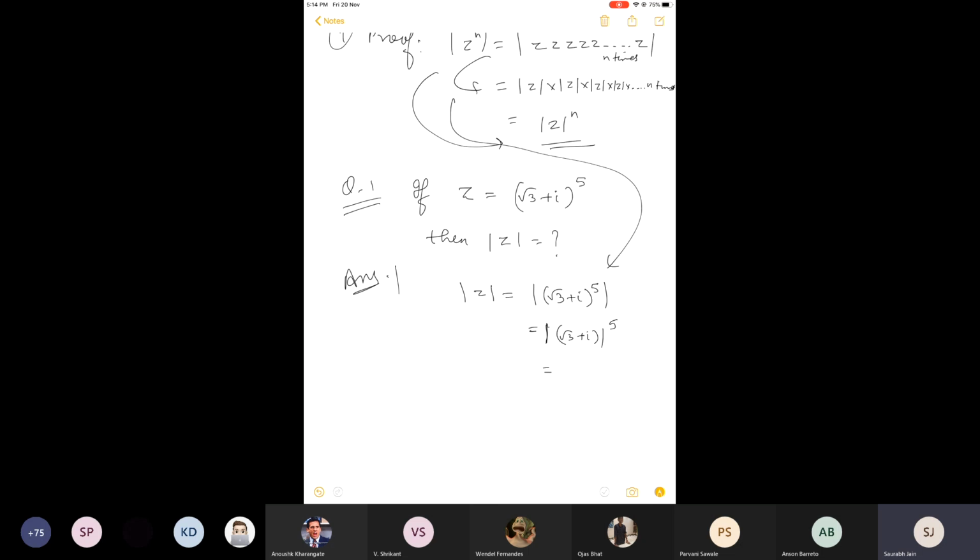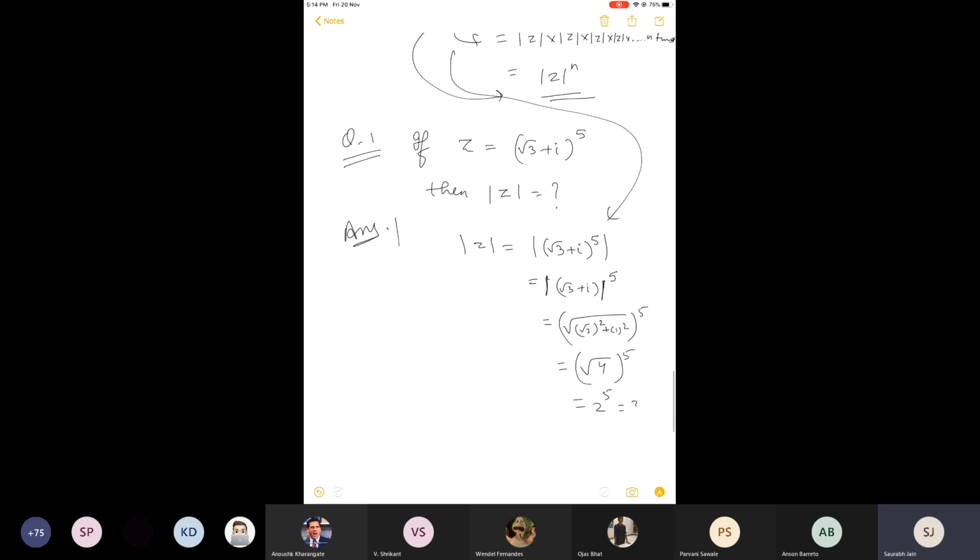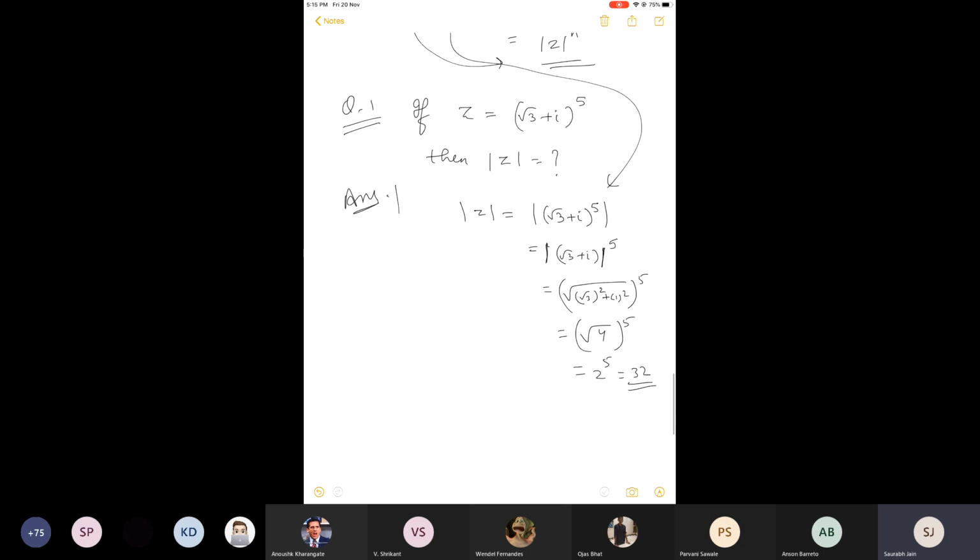For this we have the formula. Modulus of root 3 plus iota means under root of a square plus b square, whole power 5. This is root 4. Root 4 is 2, to the power 5. The answer is 32. In this way you have to solve it. Okay. Good. Correct approach. Let us solve another question.